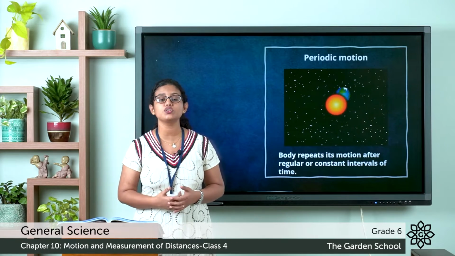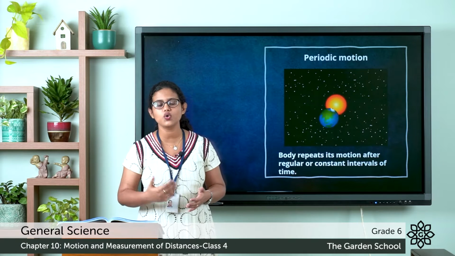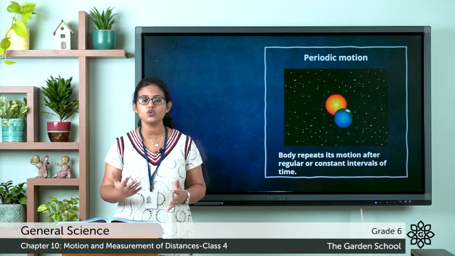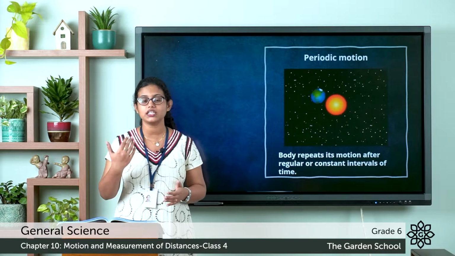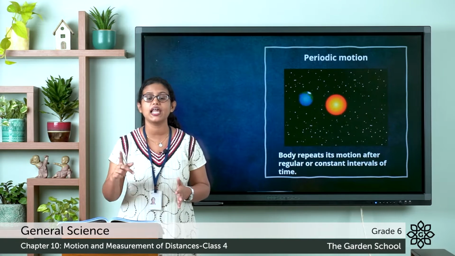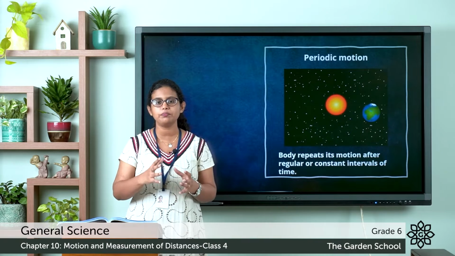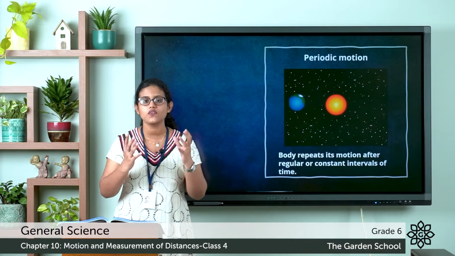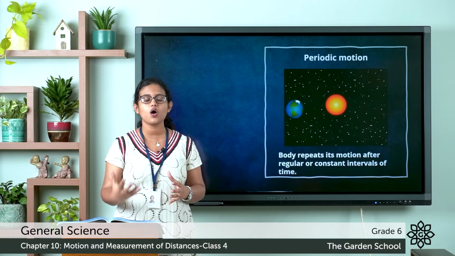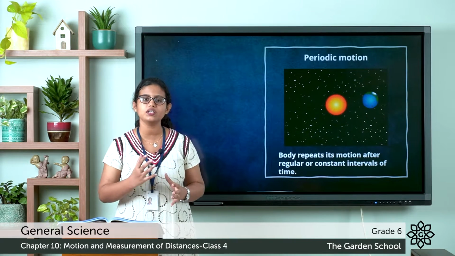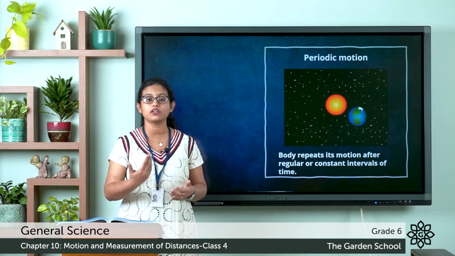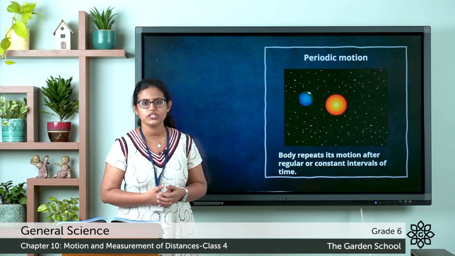Then the rotation of the Earth. Does it undergo a periodic motion? Yes. Rotation of Earth is also periodic, where the Earth takes 24 hours to complete one rotation along its axis. The time period, that is the 24 hours, is fixed. So the rotation of the Earth is also an example of periodic motion. So what is periodic motion? It is a type of motion that repeats after regular intervals of time.